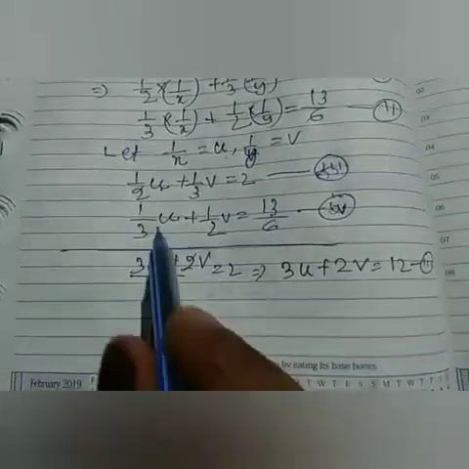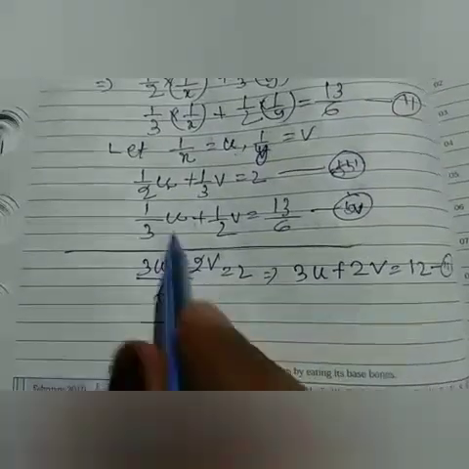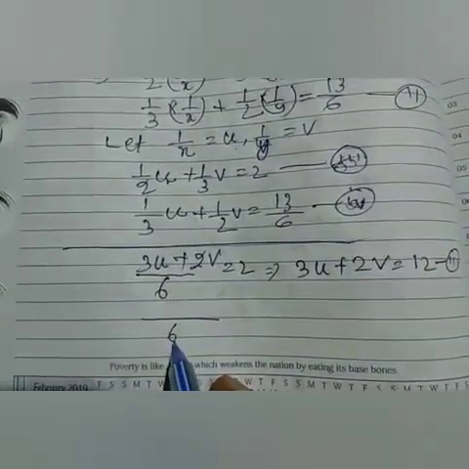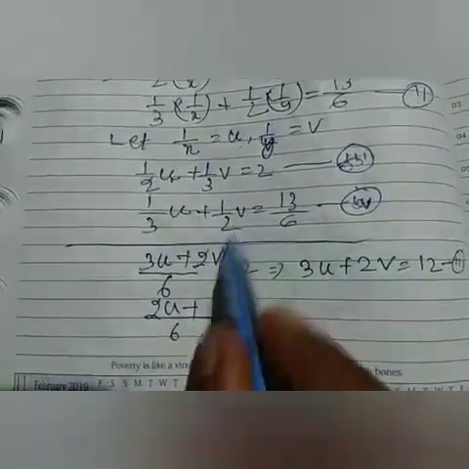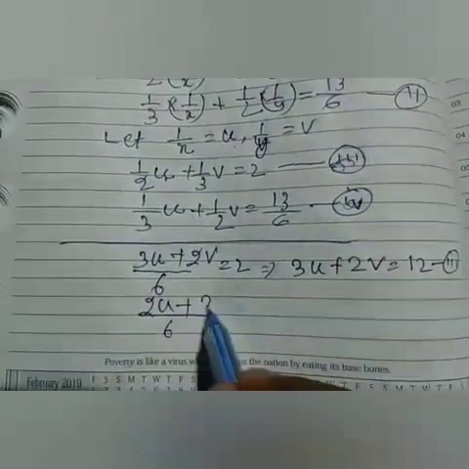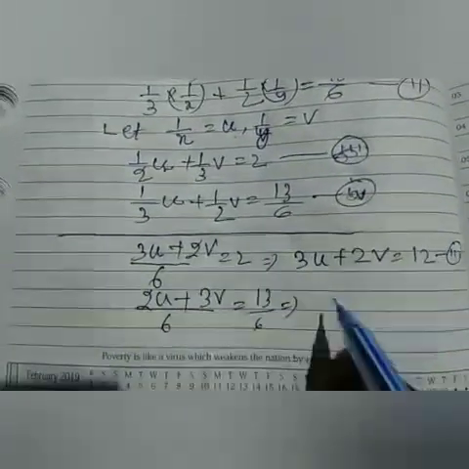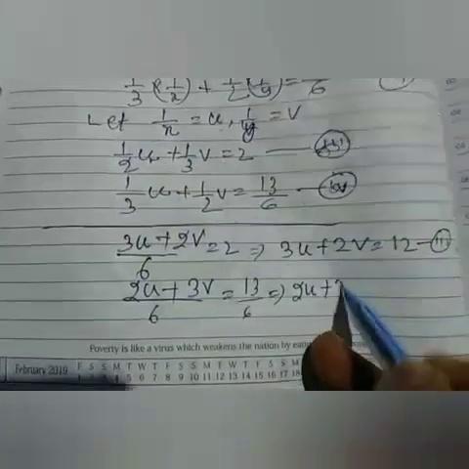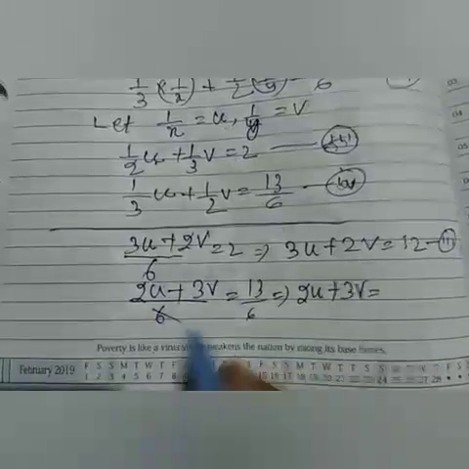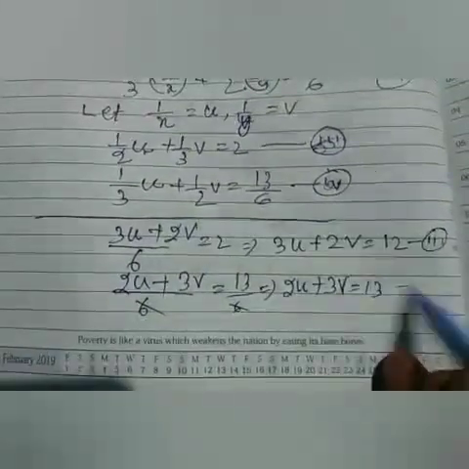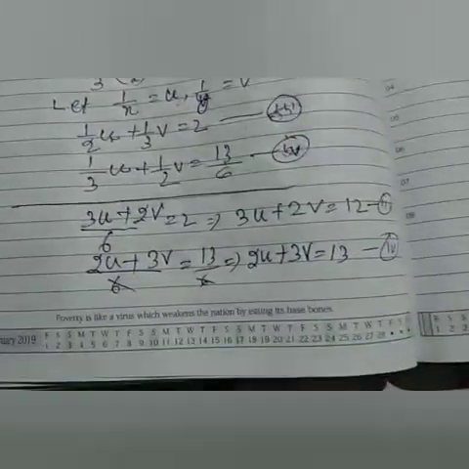Then the next equation, LCM is also 6. When divided by 3, 6 by 3 is 2, 2u, plus 6 divided by 2 is 3, 3 into v equals 13 by 6. Then 2u plus 3v equals 13 by 6. When 6 is cancelled, it equals 13, equation 4. Then solve these two equations by the elimination process.